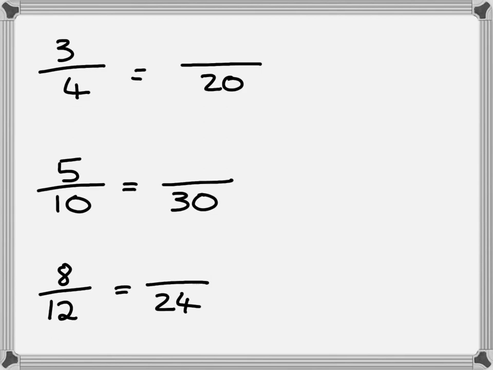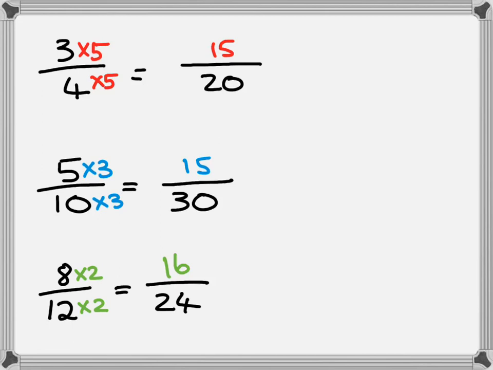Okay, so you're back. How did 4 become 20? We times it by 5. So we do the same at the top. 3 times 5 is 15. Next one. 10 to become 30, we had to times by 3. Do the same at the top. 15. Next one. 12 to become 24, we had to times by 2. Do the same at the top. 16.